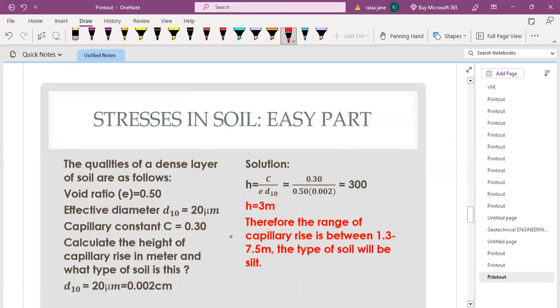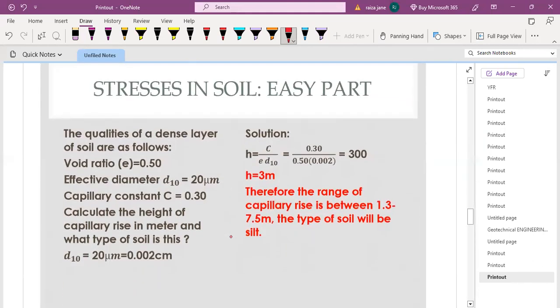Next, here, stress in soil, the support.